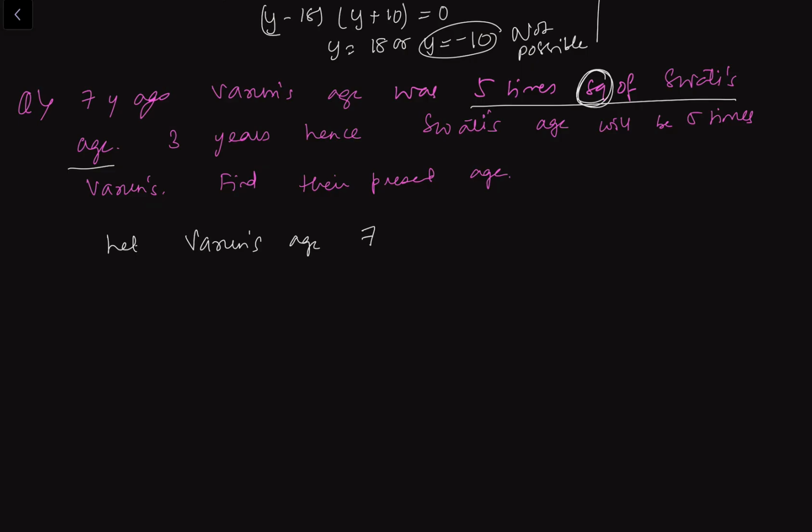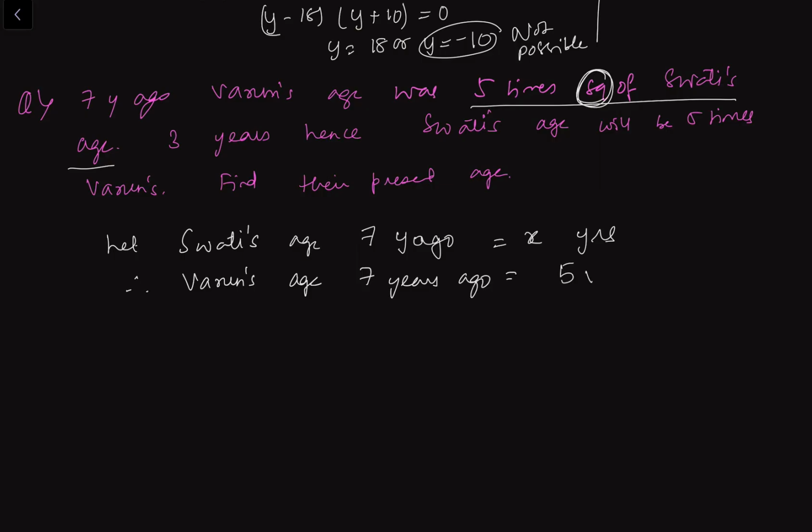So 7 years ago, let Swati's age be x years. Varun's age was 5 times the square of Swati's age, right? So this is actually Swati's age here. Therefore Varun's age will be 5 times the square of Swati's age. So this is 5x squared was Varun's age.